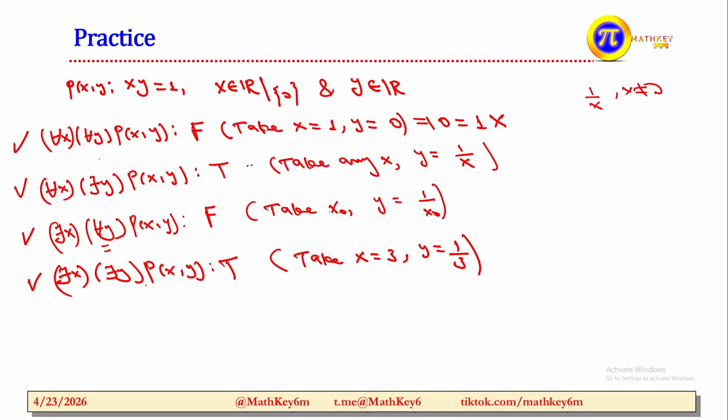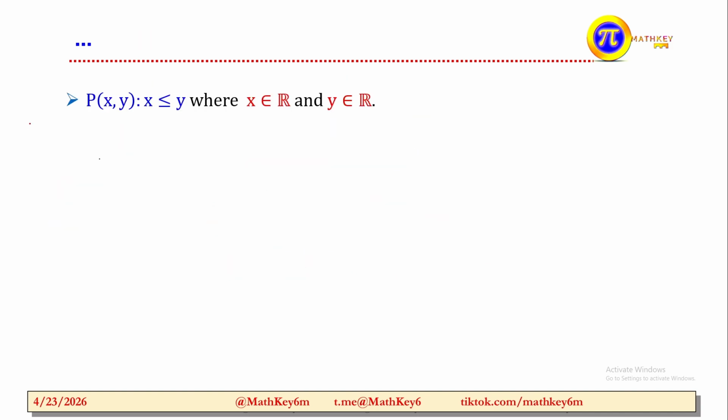There exists x, there exists y. Here we will try to find at least one x and one y that satisfies the given property. If we can find them, we say it is true, as in this question. Let's say this is P of x y, x is less than or equal to y, where x is an element of the real numbers and y is an element of the real numbers.